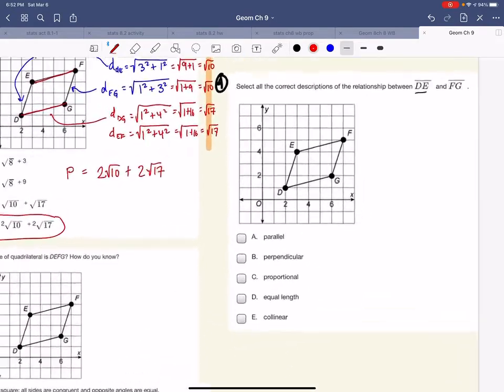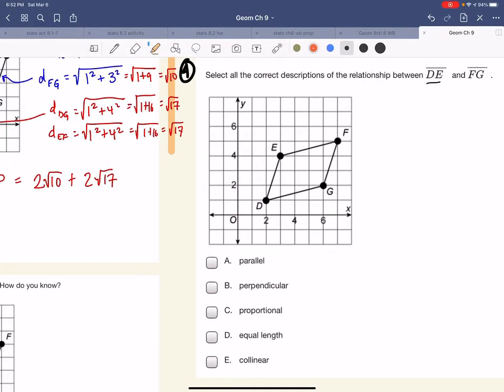Question number 4. Select all. Okay, so we got to be careful, meaning there might be more than one answer. All the correct descriptions of the relationship between DE and FG. So DE and FG. Okay, so they definitely look parallel. So we like that one, right? And they definitely look equal length. Now we'll verify that in a minute, but proportional, that means the sides make the same ratio.